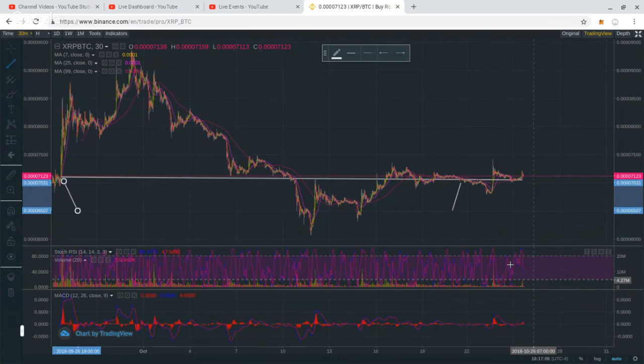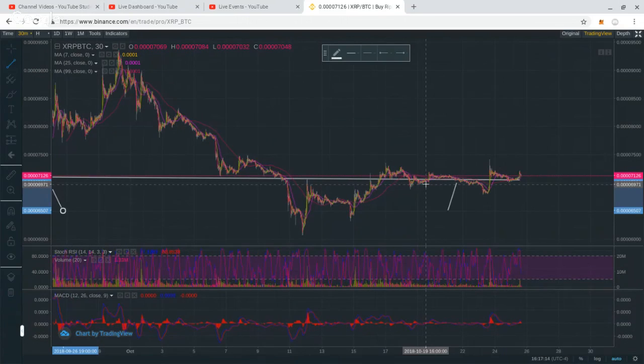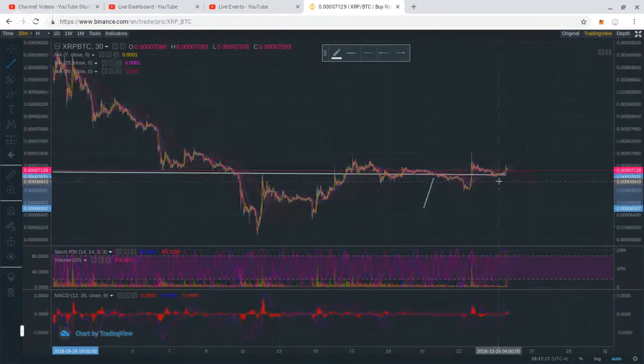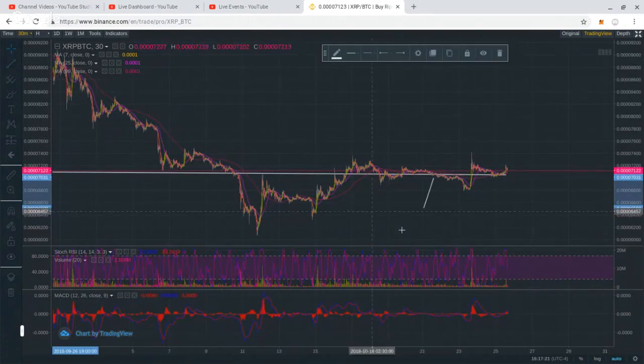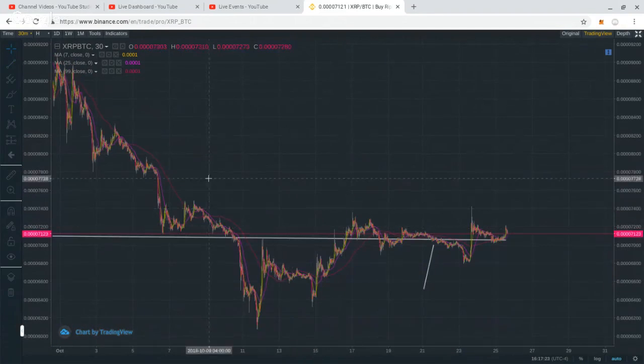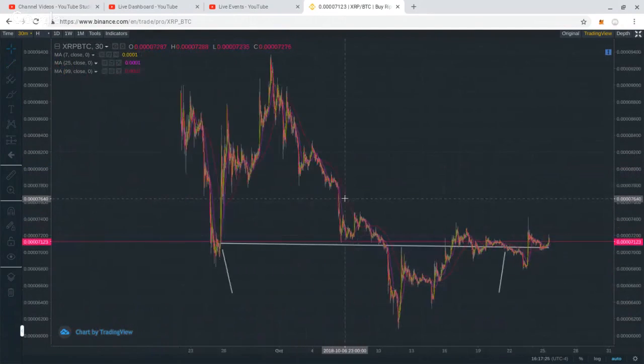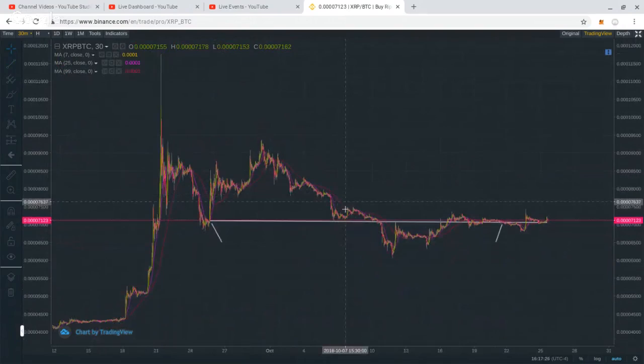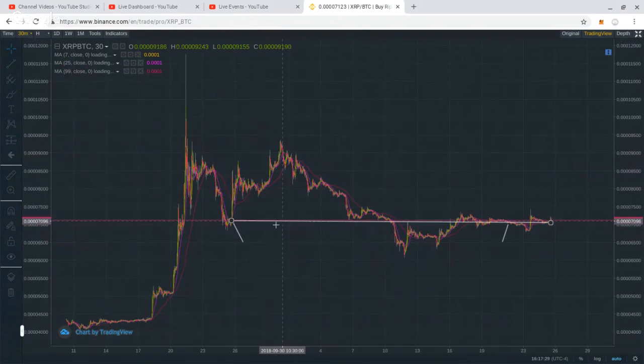Once you find a support, it's a good time to maybe think about placing an entry. These two indicators I have right here, one's a stochastic RSI, another one's a MACD. I'm not going to go into detail yet. That's for another video explaining those. So I'll take those right off the screen to not confuse everyone. Here we just have a very basic chart. This is the XRP BTC pair on Binance.